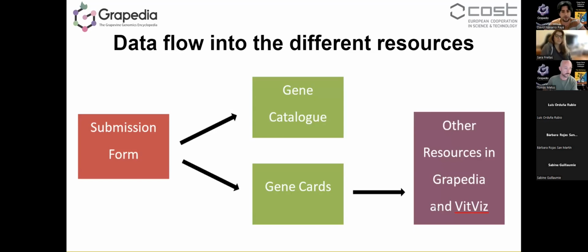and all the information will be available in Grapedia and the other tools for visualization that we have in BitVis, that will allow you to track your gene with the symbols that you have provided. It will be more user-friendly like this.